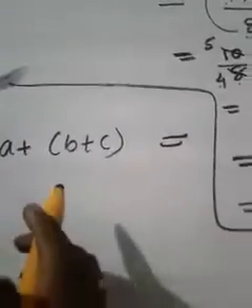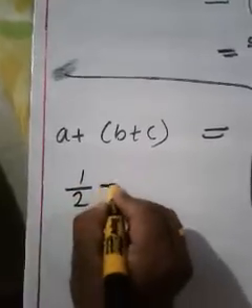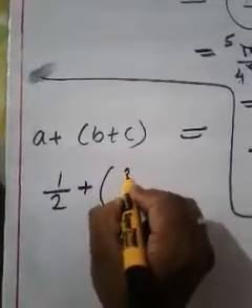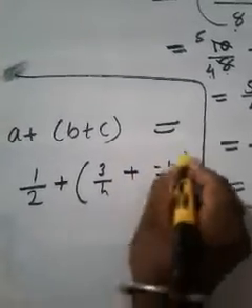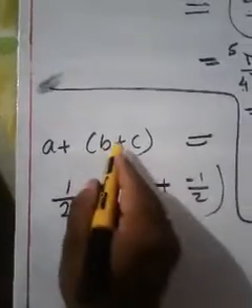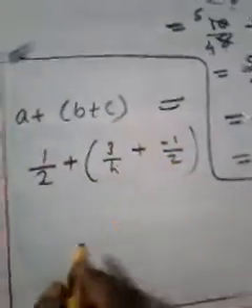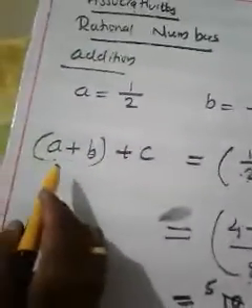Then we need a plus b plus c. Here a is nothing but 1 by 2, b is nothing but 3 by 4, and plus c is nothing but minus 1 by 2. A, then plus, then b, then plus, then c. Now just see, I forgot to say one thing. You have to give preference to the bracket first.